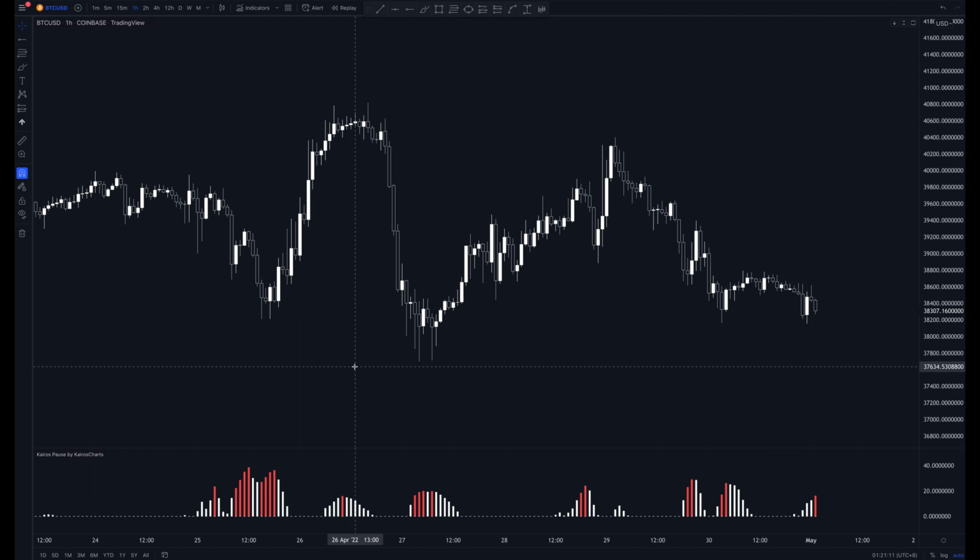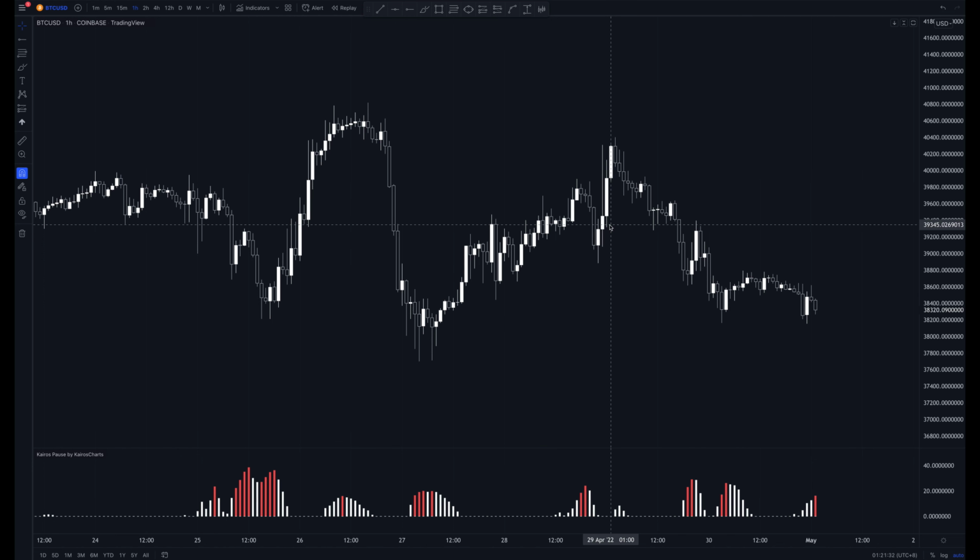In a nutshell, what a Kairos Pause, or what we call a KP, does is it identifies trend exhaustion. So every time you see an extensive sell-off, it can potentially help to identify where this downtrend starts exhausting. And also on the upside, if something is running hard, you can find out where it might potentially stop.